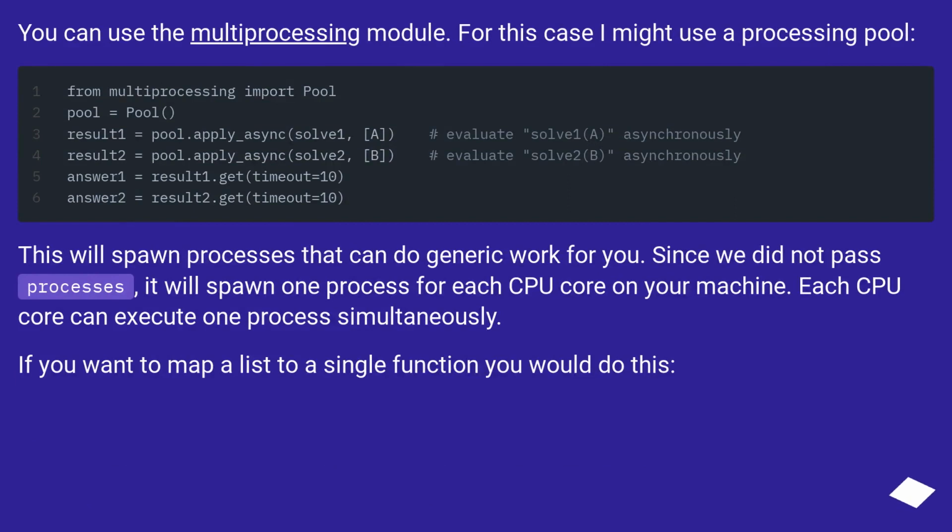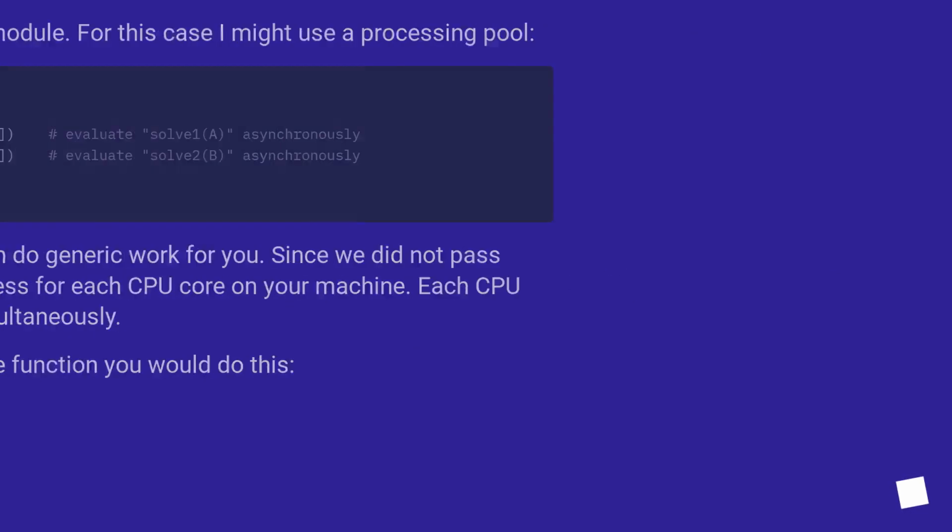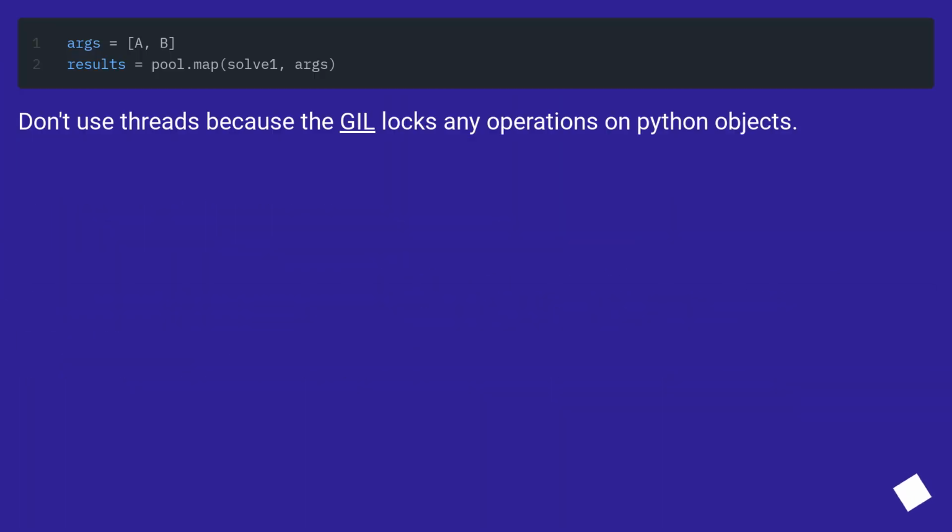You can use a multiprocessing module. For this case, I might use a processing pool. This will spawn processes that can do generic work for you. Since we did not pass processes, it will spawn one process for each CPU core on your machine. Each CPU core can execute one process simultaneously. If you want to map a list to a single function, you would do this. Don't use threads because the GIL locks any operations on Python objects.